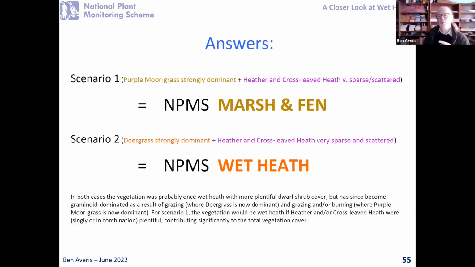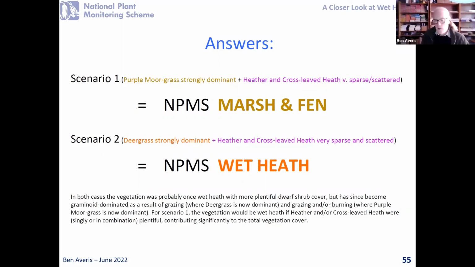So purple moorgrass dominant, like we had quite early on, even with titchy little bits of heather, but so little. It's purple moorgrass vegetation, which comes out on the shallow peat, marsh and fen. Deer grass dominant, wet heath. So as I mentioned at the bottom, they're both in places where you probably would have had more of the heather, certainly the heather, among the dwarf shrubs, but that would have been lost a bit by grazing or burning or both.